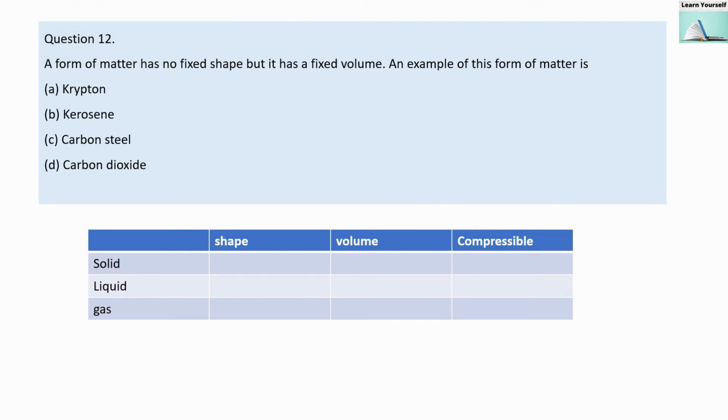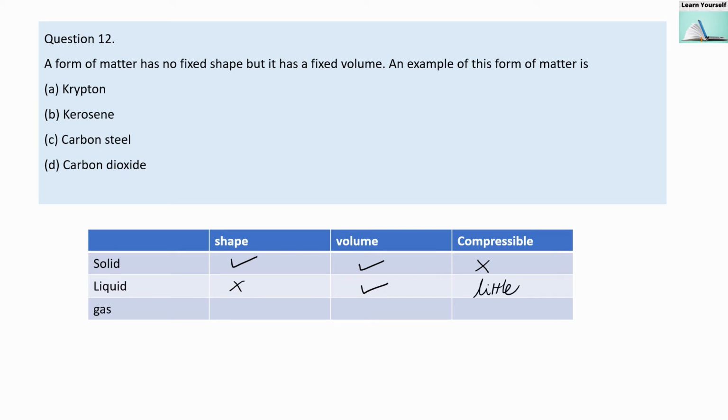Question number 12. A form of matter has no fixed shape but it has a fixed volume. An example of this form of matter is. Now let us first see this comparison over here. Solid, liquid and gas: whether they have shape, volume, whether we can compress them or not. So solids do have shapes. They have volumes but they are not compressible. Liquids do not have shape. They take the shape of the container but they have volume. They are a little compressible.